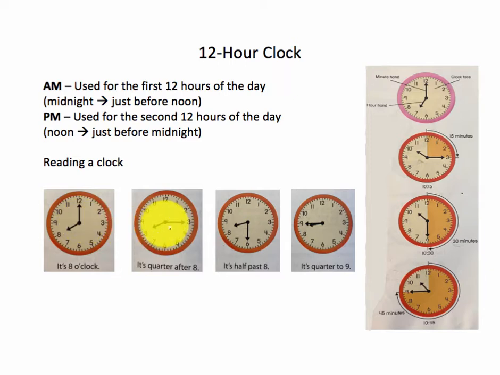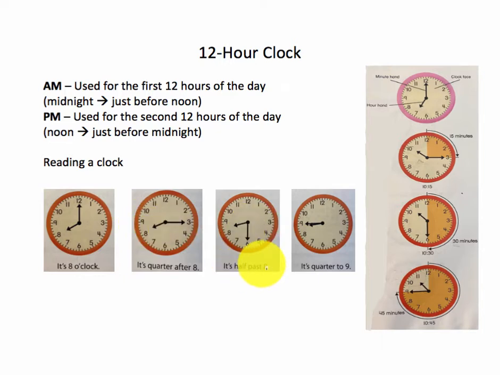It's pointing at the 8, and then the minute hand's pointing at 3, so that's 15 minutes past 8, or quarter after 8. And you notice that the hour hand isn't pointing directly at the 8. That's because it should be about a quarter of the way in between the 8 and the 9.